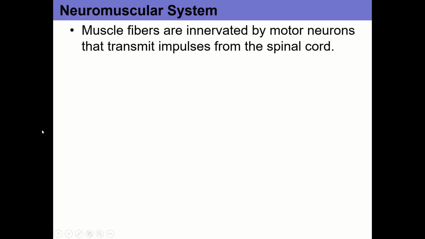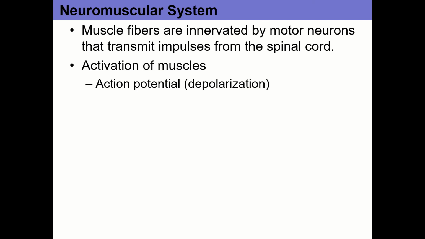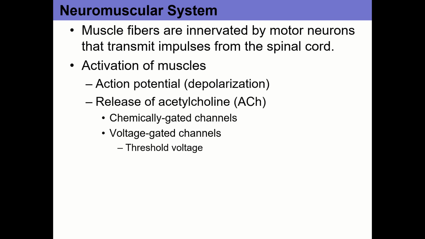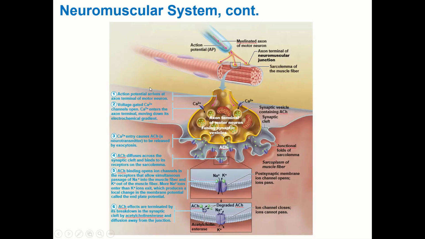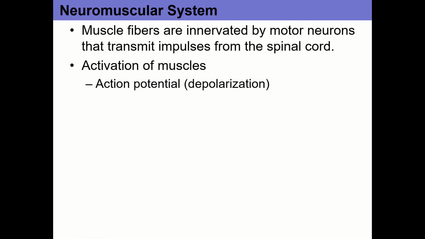All right, so neuromuscular system. As discussed a minute ago, muscle fibers are innervated by motor neurons, specifically by alpha motor neurons, that transmit impulses, so electrical signals, from the spinal cord. In terms of activation of muscles, now we're moving up from what happens inside of the muscle cell, and we're looking at the interaction of the motor neuron and then the muscle cell. The first thing that happens is an action potential. Our alpha motor neuron, I don't have a picture, I thought I did, sorry. The first thing that happens is that our alpha motor neuron is going to depolarize.